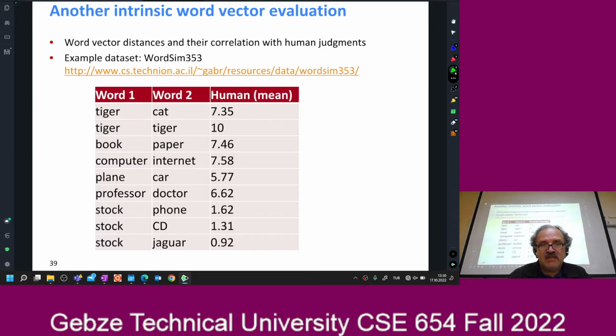So what is the relationship between stork and jaguar? It is very, very low. Professor and doctor, you see these there. So, of course, you don't ask this question to a single human. We ask many humans, okay, 10 of them. This is their average. So what am I going to do? I am going to ask the same question to my word vectors. I'm going to ask them, find me a distance between the vector of tiger and cat. I'm going to normalize the distance between 0 and 10, and I'm going to see if it is close to this mean.